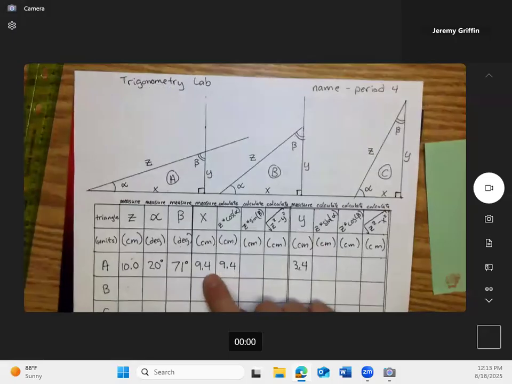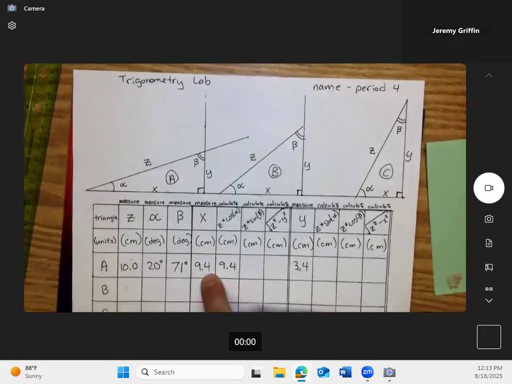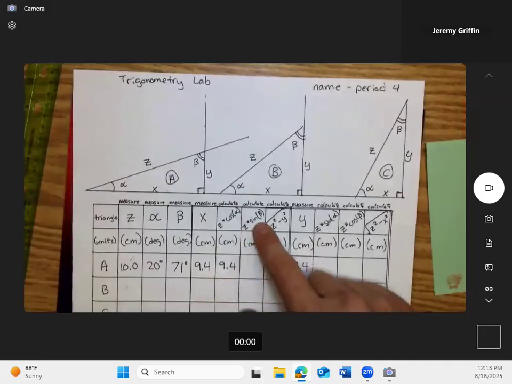9.4, which was exactly what I measured it. Oh, look at that. It's the same thing. Next one, z sine beta.